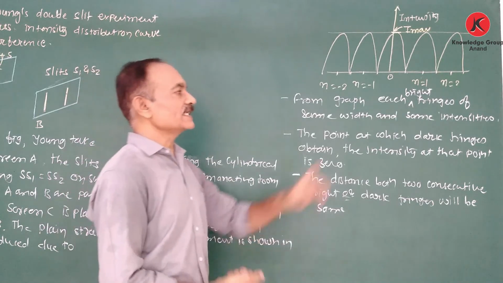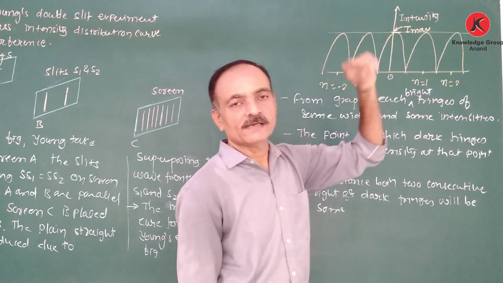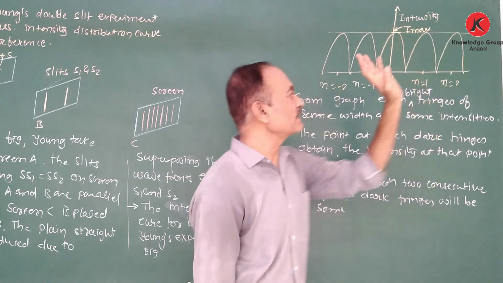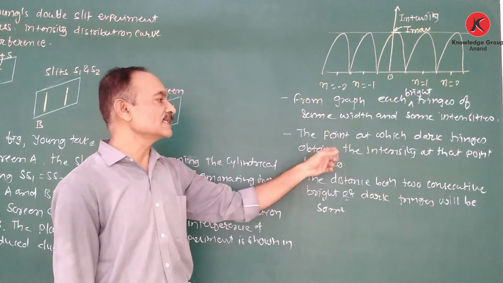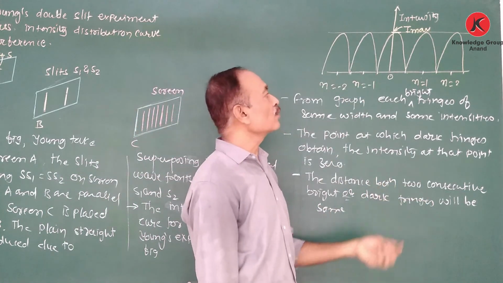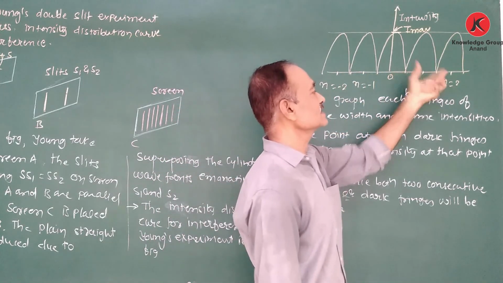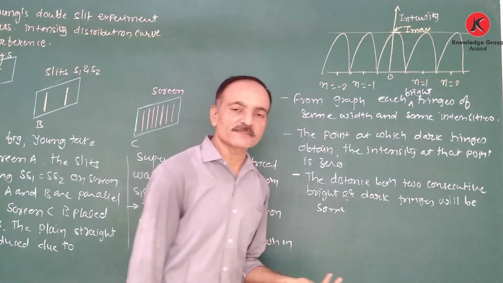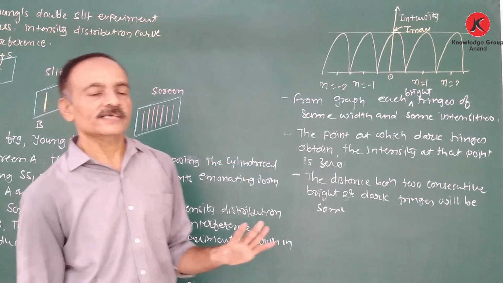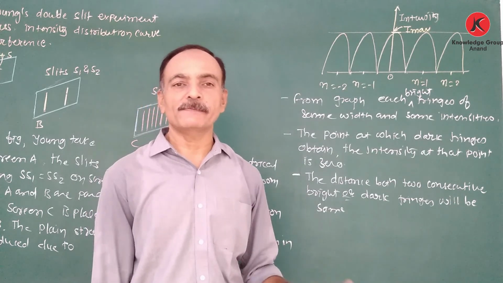Now listen, every bright fringe has the same width and the same intensity. The point at which destructive interference takes place, that means the fringes are dark, has intensity completely zero. And the distance between two consecutive bright fringes remains the same, and the distance between two consecutive dark fringes is also the same. So here the interference topic is completed. Now in the next lecture we discuss numericals based on interference.